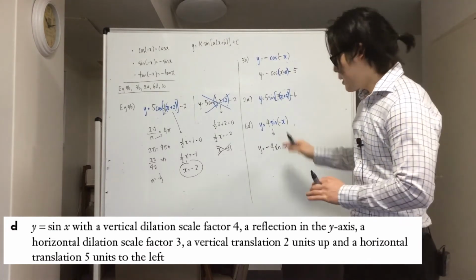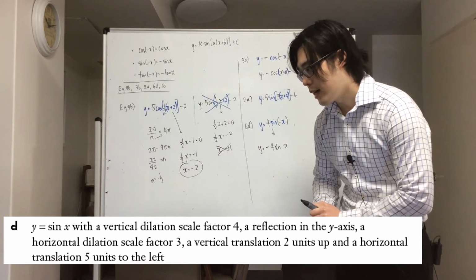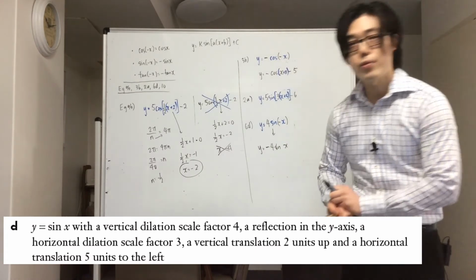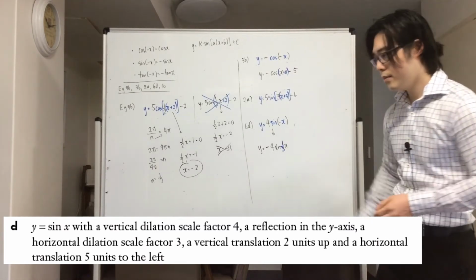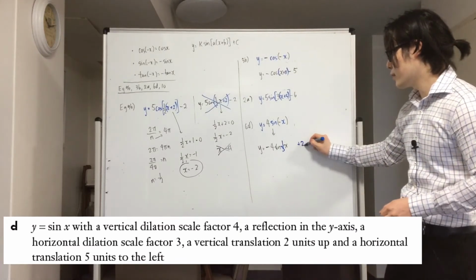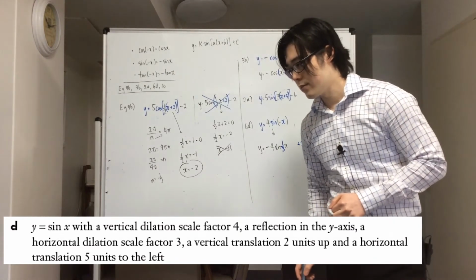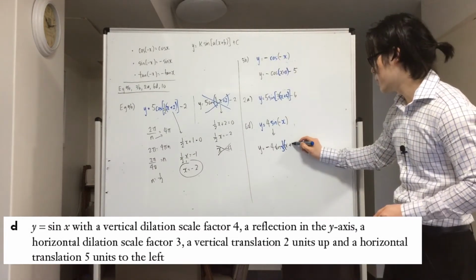So what was it after that? After the reflection in the y-axis, a horizontal dilation of 3. That just means I'm going to put the reciprocal of that once again, which is a third. And then vertical translation 2 units up, so that's just plus 2 at the end. And a horizontal translation 5 units to the left, so outside of the x bracket, that'll be plus 5.